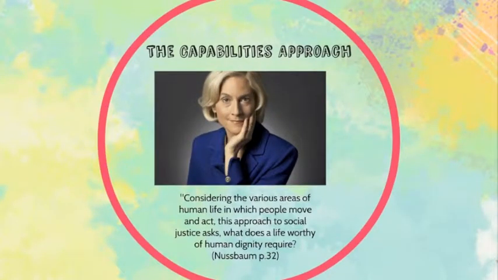Martha Nussbaum, a poverty scholar, believes that poverty should be measured not by income lowness or income inadequacy, but by 10 central capabilities that she lists in her book, Creating Capabilities. Capabilities are defined as what a person is able to do and be. Furthermore, she defines functionings as what a person actually does and is. Functionings require capabilities. In Creating Capabilities, she poses the question, considering the various areas of human life in which people move and act, this approach to social justice asks, what does a life worthy of human dignity require?